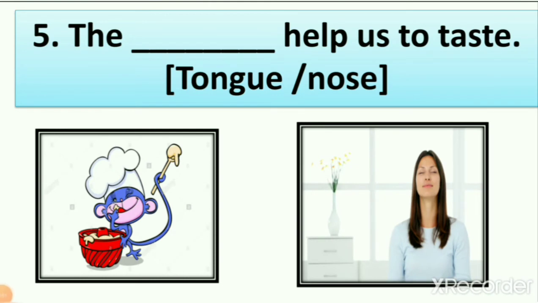The dash help us to taste, right? So we have 2 options, tongue and nose. In the first picture you can see that one monkey is making a cake, and the first monkey is tasting. Which body part is the monkey using? You can see here it is the tongue, and in the second you can see one girl smelling something, right? What body part is for smelling? It is our nose. So here the question is, the dash help us to taste. Which body part helps us to taste, tongue or nose? Yes, it is our tongue. So the answer is, the tongue helps us to taste. So in the previous lecture we completed our two questions, hard words and fill in the blanks. So let's start our today's first topic, right?